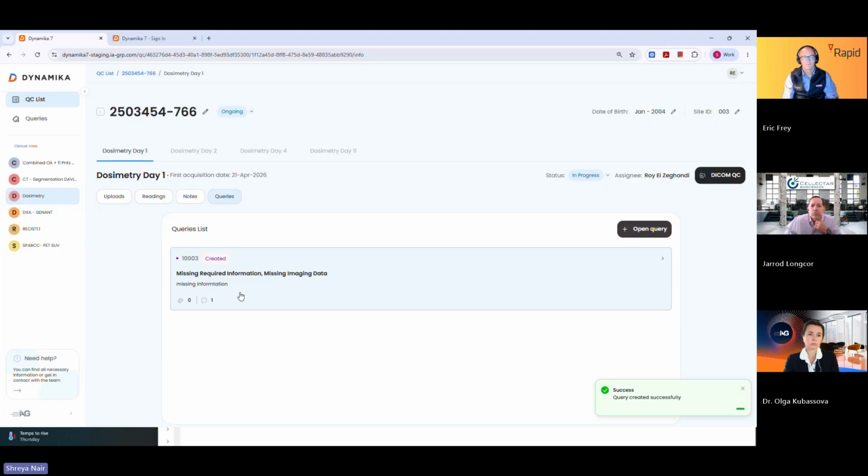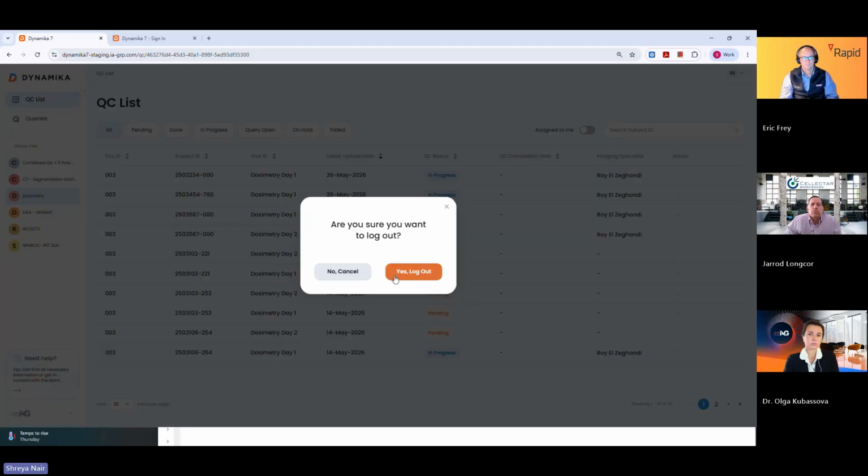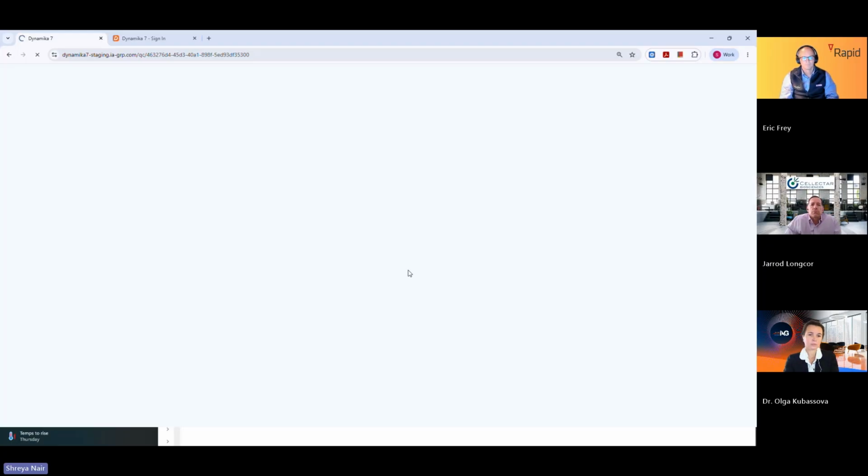And so even we have that query management happening within Dynamica. So all of this gets audit trailed as well if you want to go back to it. So yeah, that's basically the imaging specialist workflow in Dynamica. I think I'll move on to the next user in this workflow, that is our readers coming in.